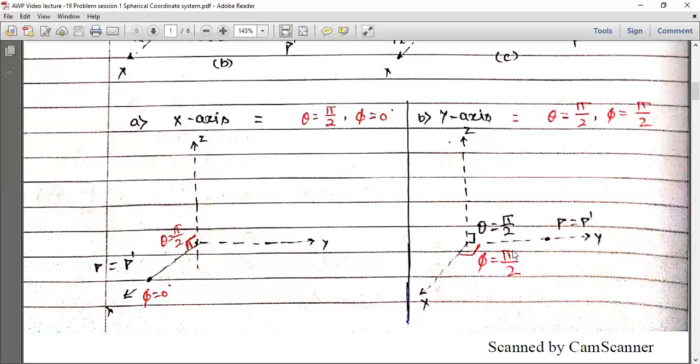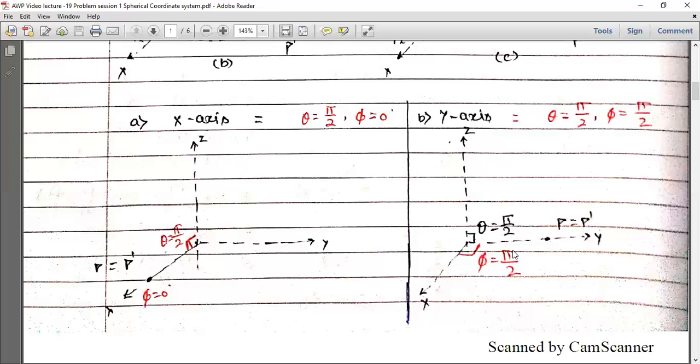So the angle between OP dash and the x-axis in the anti-clockwise direction will be the same as the angle between positive Y and positive x-axis. So that will be phi equals pi by 2. So in general, for any point lying on the y-axis, we cannot say what the r coordinate of point P will be, but surely we can say that the second coordinate theta and the third coordinate phi both will be pi by 2, or both will be 90 degrees, for any point lying on the y-axis.